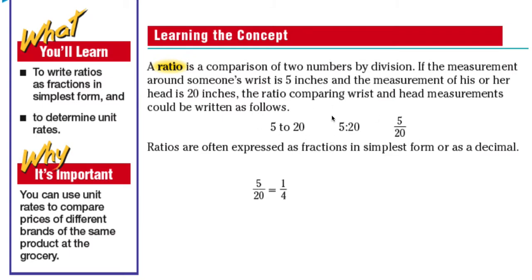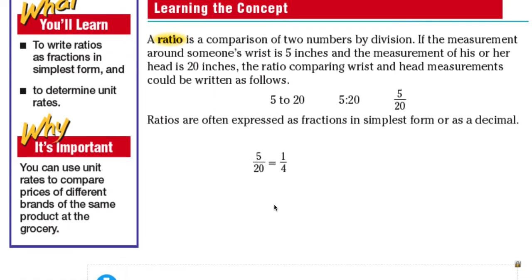Again, it is a comparison of two numbers by division, meaning this fraction bar indicates division. Okay? So if we express 5 over 20 as a fraction, the simplest form of that ratio is 1/4. Why? Because you want to find the GCF of 5 and 20, and the GCF is 5, so you divide both the numerator and the denominator by 5, and that's the reason why you get 1/4.